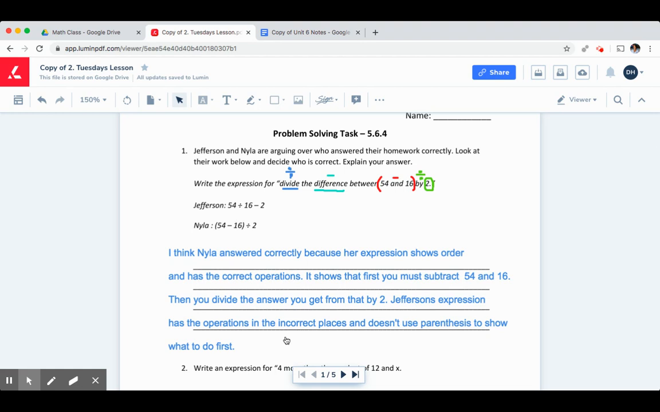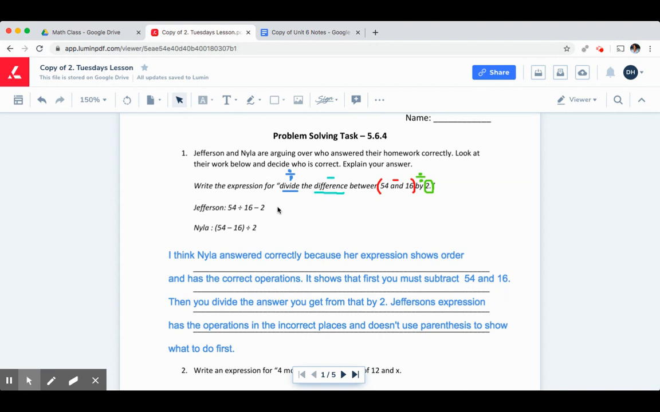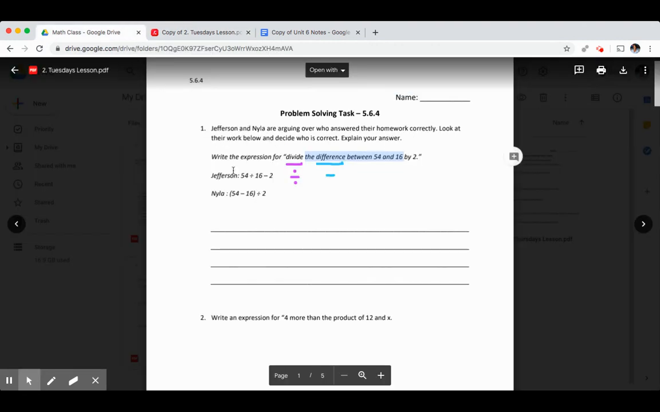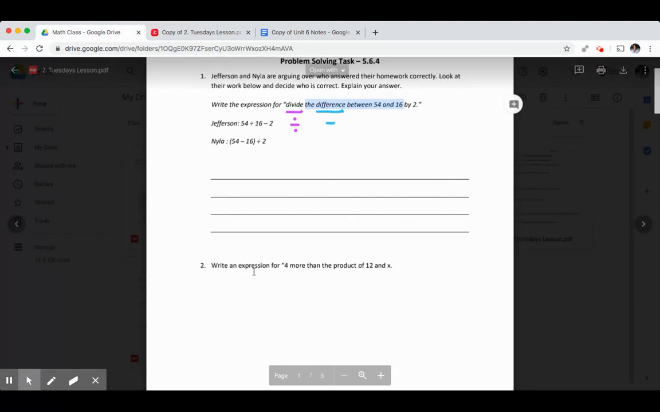The second problem in your PST wanted you to apply what we just talked about. So I want you to go back to what you wrote down for number 2, and now, based on what you just learned, I want you to revise it. Write an expression for 4 more than the product of 12 and x. And when you're done revising your work, come back to this video to check your work.